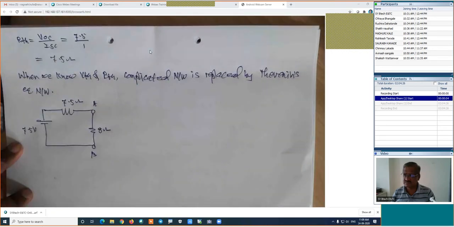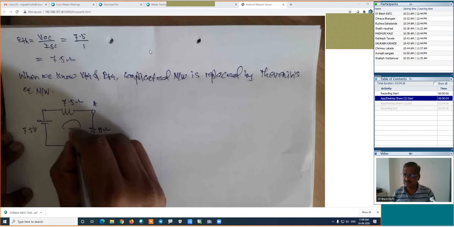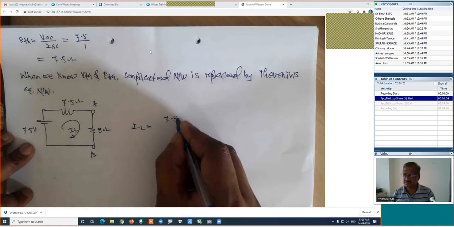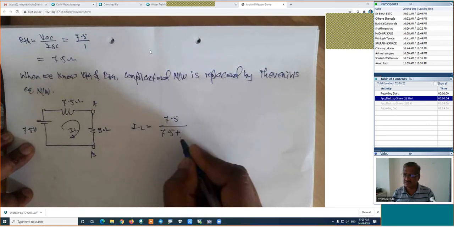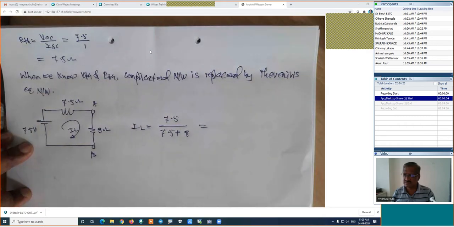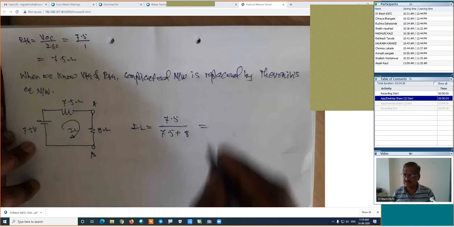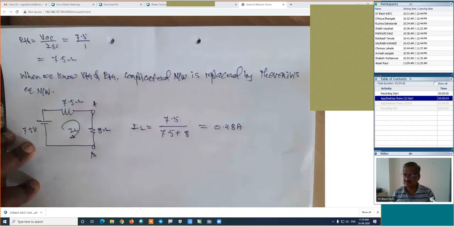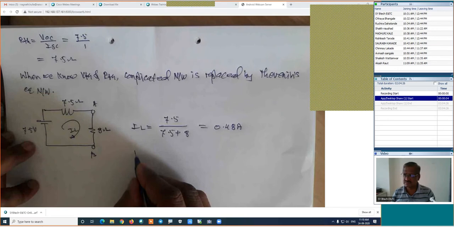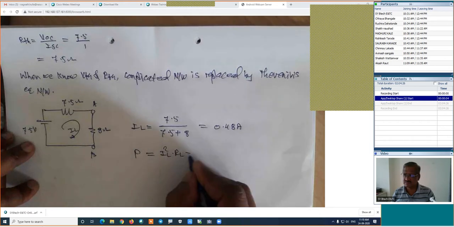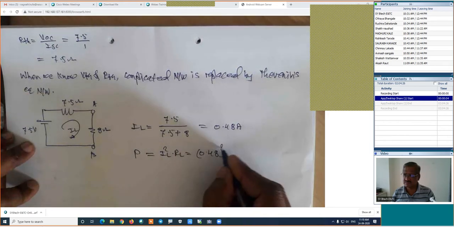First calculate its current, IL. IL is equal to VTH, which is 7.5, divided by RTH, 7.5, plus RL, 8. Find this value: 7.5 divided by 7.5 plus 8. Saurabh, it is 0.48 amperes, the value of IL. If we know IL, then the power transferred is P equal to IL square into RL, which is 0.48 squared into 8.